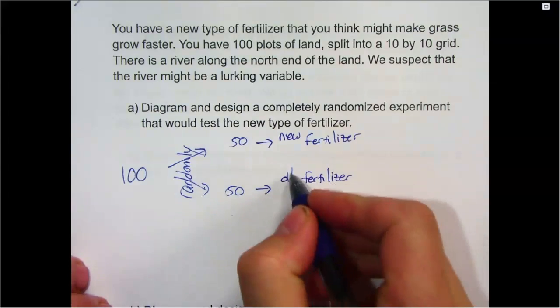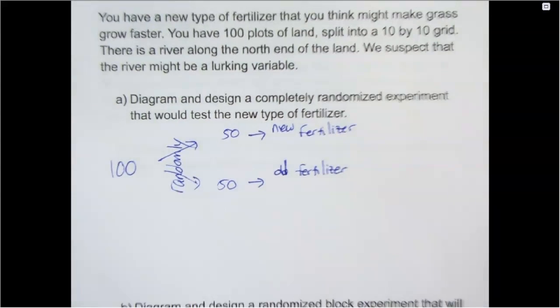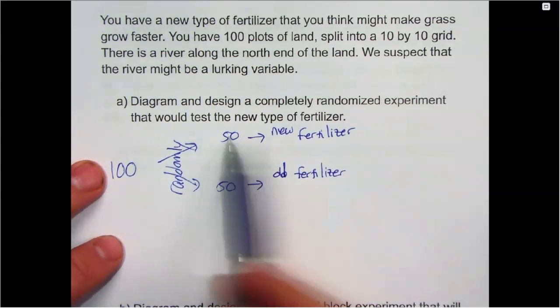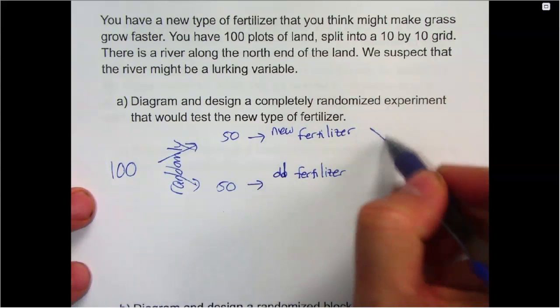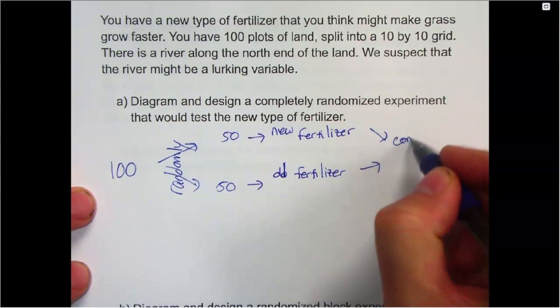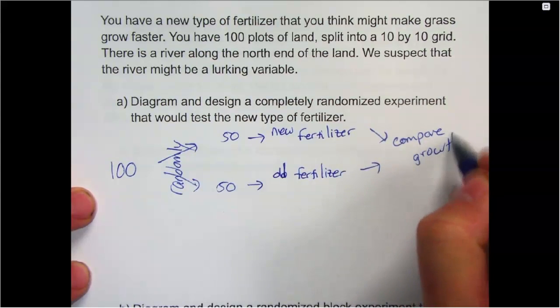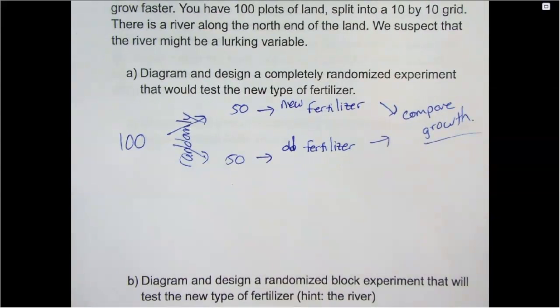It's supposed to say old fertilizer. I don't know what it actually says. That's what I'm going for. So I've got this new fertilizer. I've got the fertilizer I've always used. I think this new kind's better, so I'm going to randomly give that to 50 plots. Just give the regular old stuff 50 plots, and then at the end, we compare growth. So you do need context there. Don't just put compare. Tell me what you're comparing.